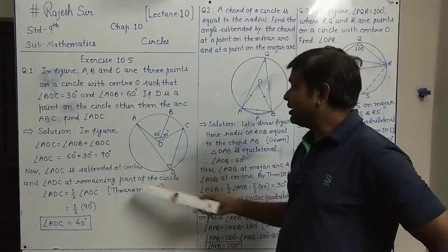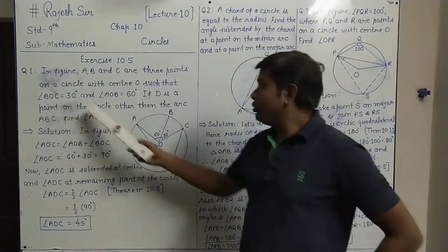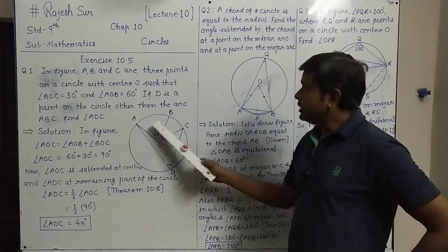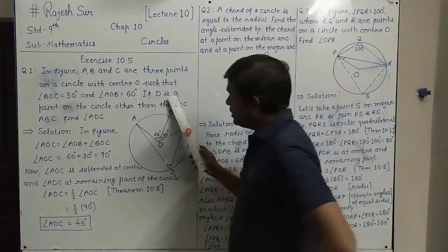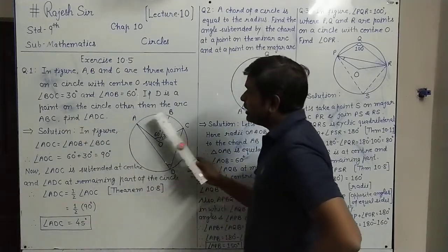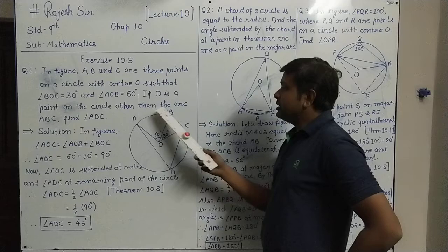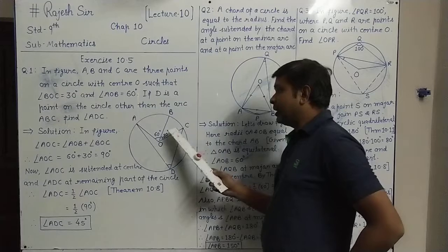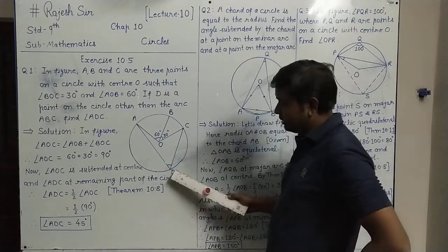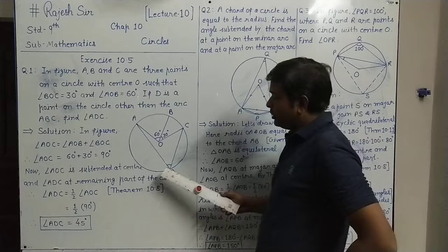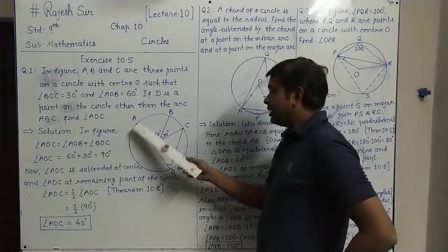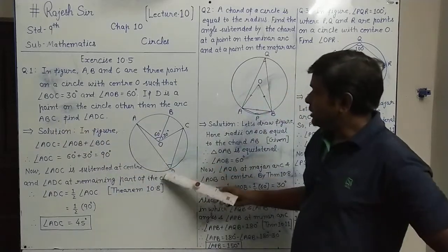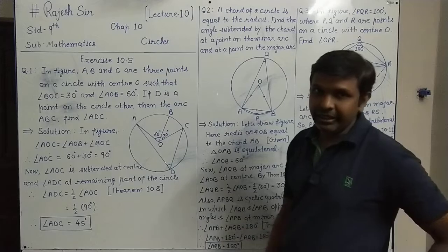The circle has center O, such that angle BOC is 30 degrees and angle AOB is 60 degrees, given. If D is a point on the circle other than on the arc ABC, somewhere here, like here we have taken point D, then find angle ADC. This angle we want.